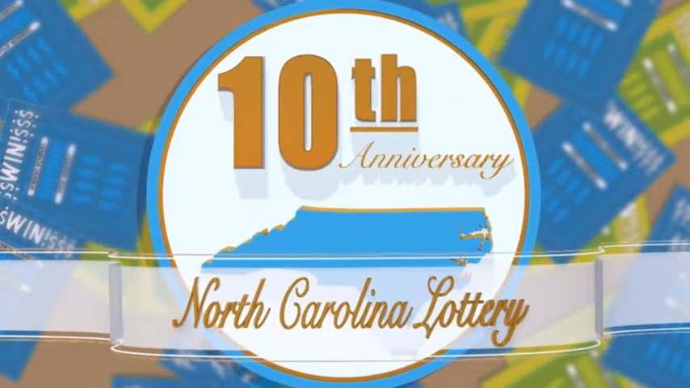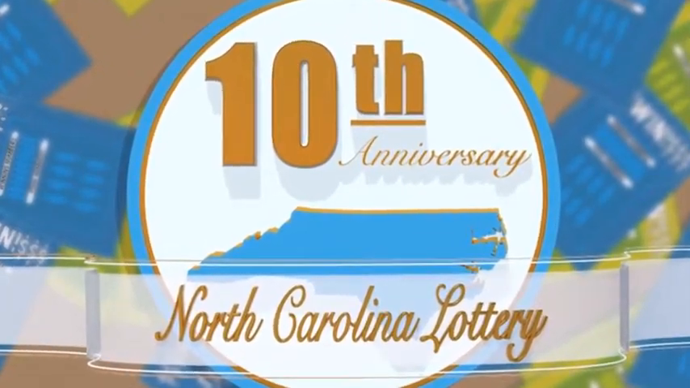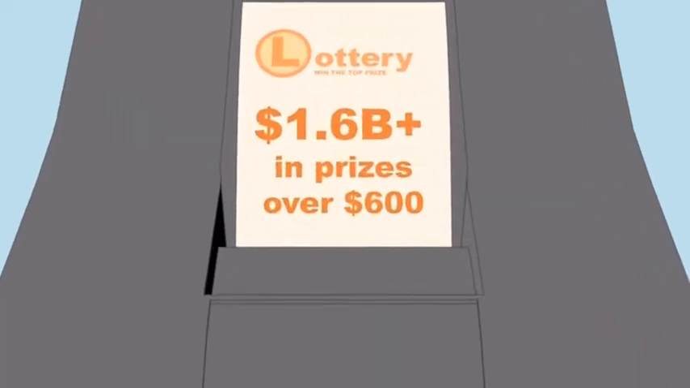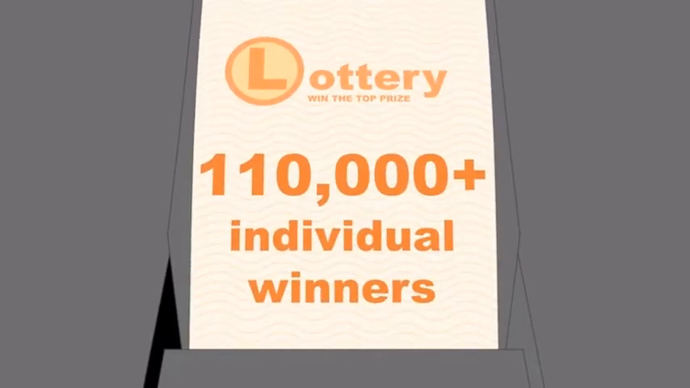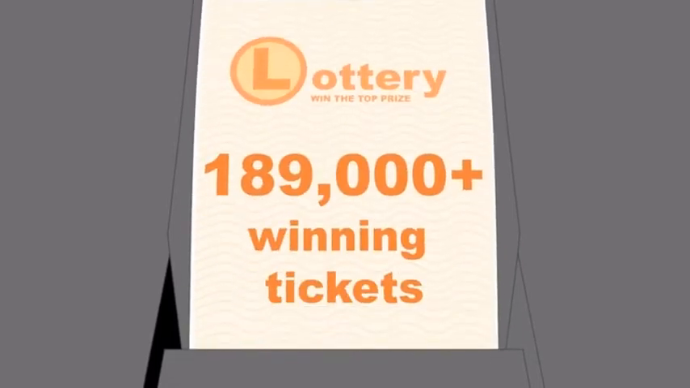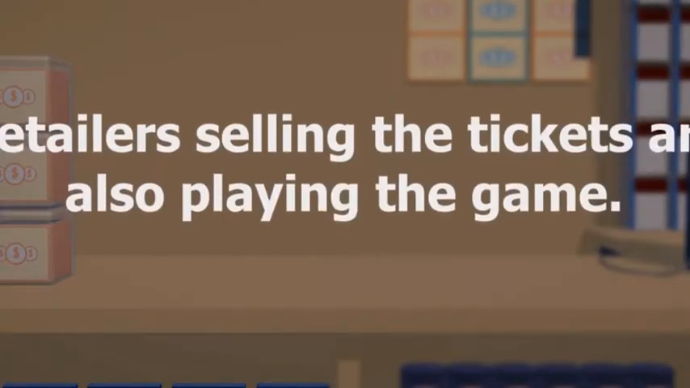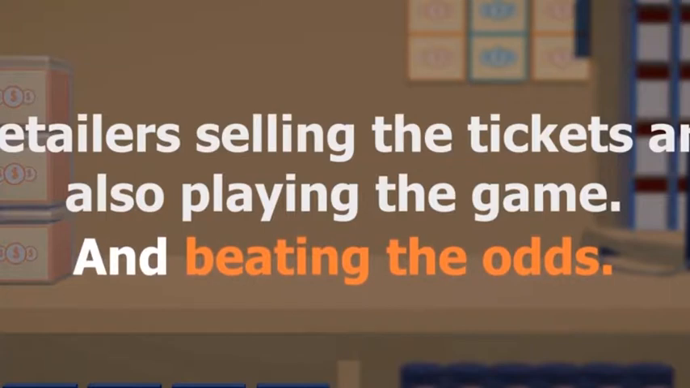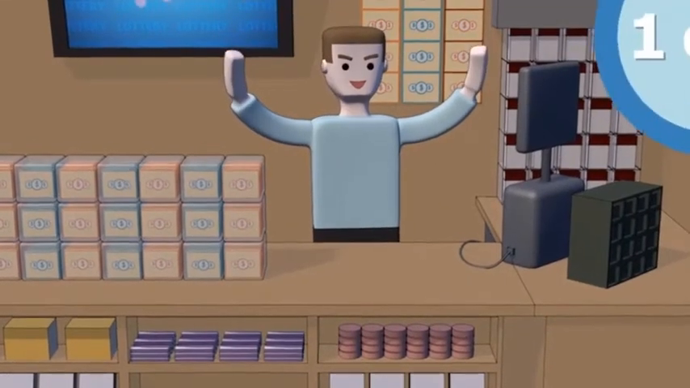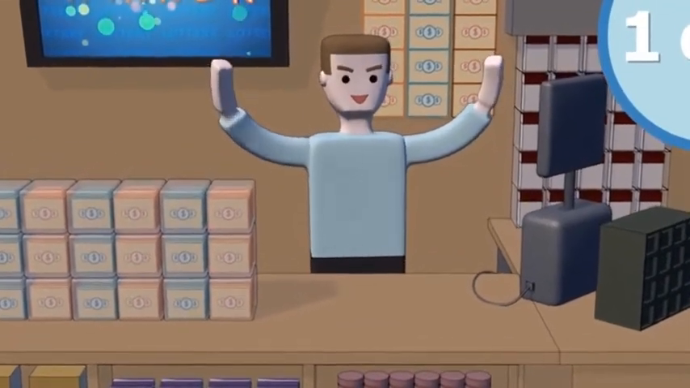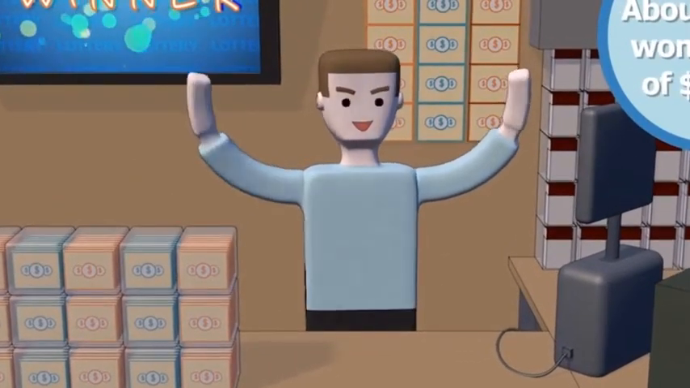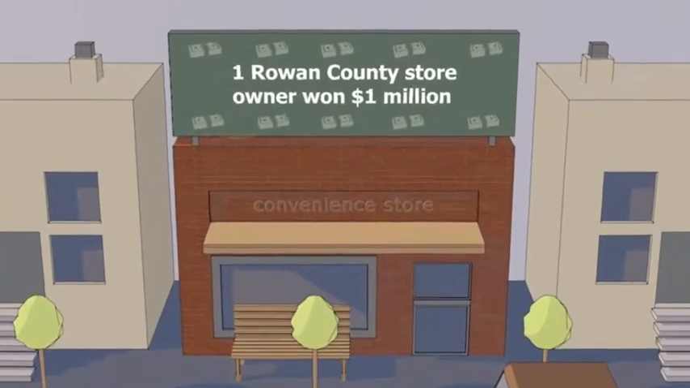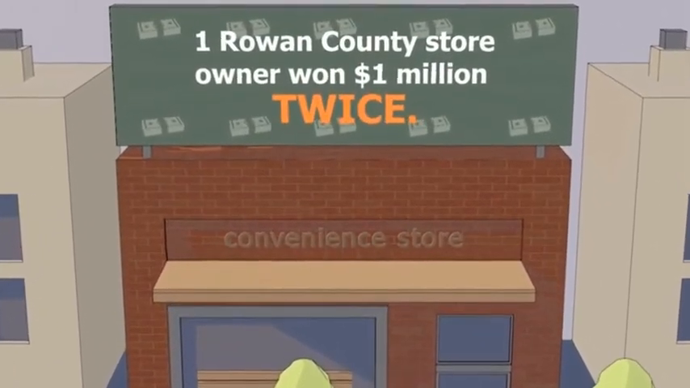In the last 10 years, the North Carolina Education Lottery has produced more than $1.6 billion in prizes, over $600, more than 110,000 individual winners, more than 189,000 winning tickets. Retailers selling the tickets are also playing the game and beating the odds. More than 100 owners claimed 1 of every 4 winning tickets sold at their stores. About 850 of them won prizes of $600 or more. One Rowan County store owner won $1 million twice.